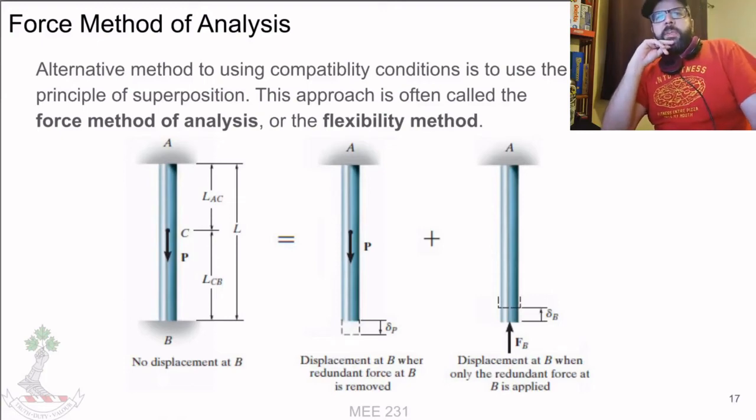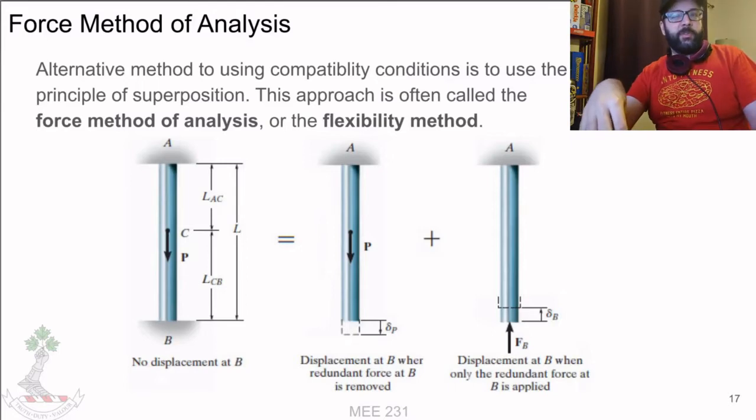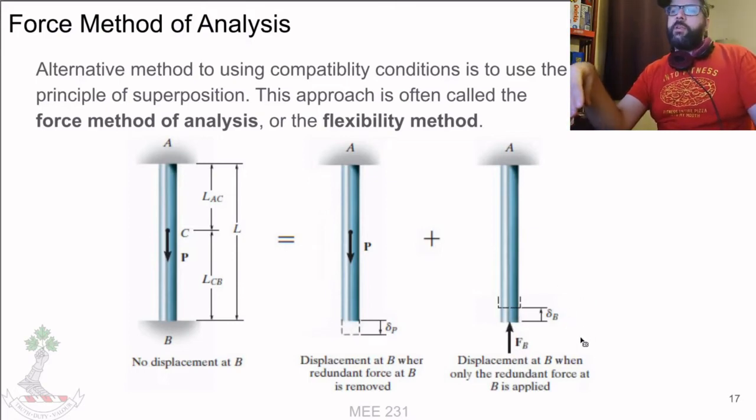So one slightly different method that's used for analysis is what is typically called the force method of analysis, sometimes called the flexibility method. Essentially, what you do is you remove one of the supports temporarily, figure out what the loads do to the displacement, and then you remove all the loads and add in the force from the support back, and that'll give you a certain amount of displacement.